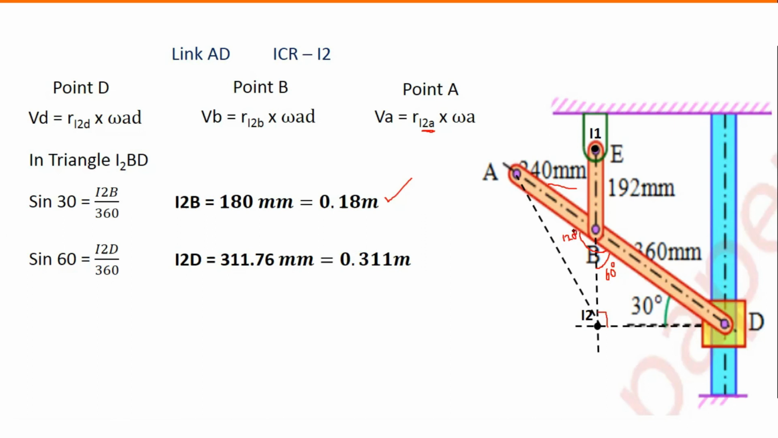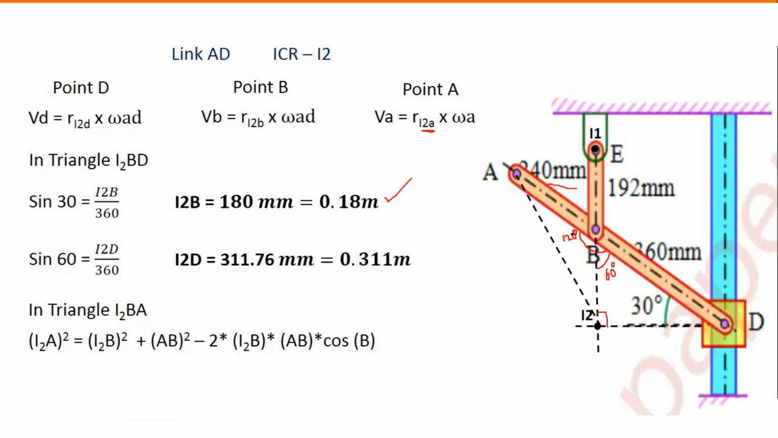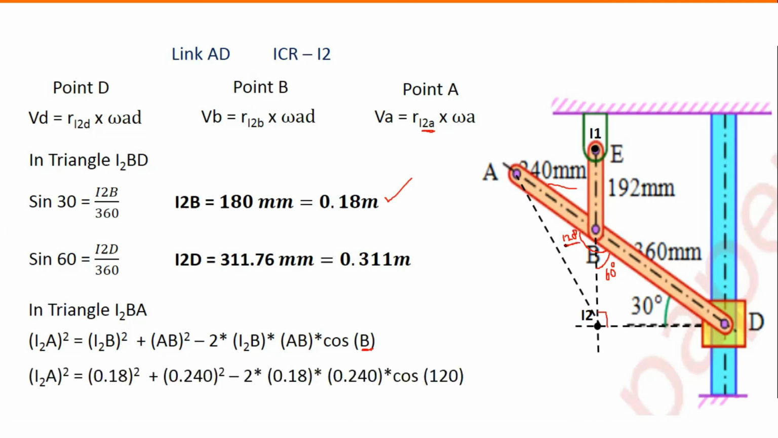That's it. I have found out one angle and I have two sides of the triangle. So I will simply apply the cosine rule. In triangle I2BA, I2A square, because I want this side, will be equal to I2B square plus AB square minus 2 times I2B into AB multiplied by cos B, because the angle should be opposite to the side which is required. We know that angle B is 120 degrees. Substituting the known values, I will get the answer for I2A as 0.365 meters.